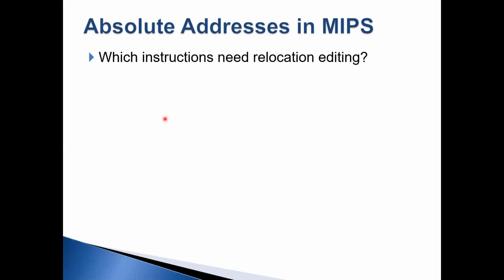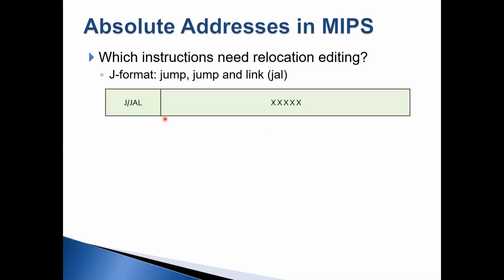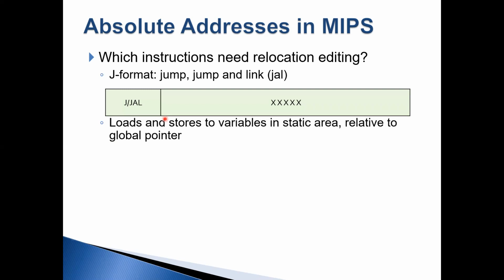So here, which instructions need relocation? Which means which instructions need to be updated or completed in terms of the translation during the linker. First one, J format. Because before combining, we may not have the real address yet, especially for other object files, because after combining, the address will be different. So J, JAL. Load word, store word, same thing.